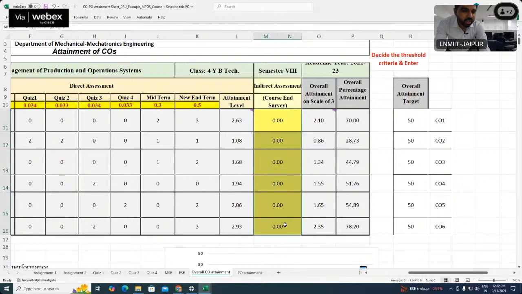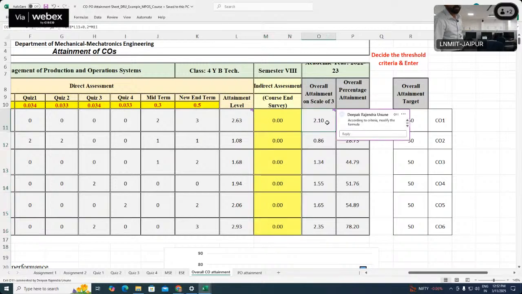Similarly, if you have done indirect assessment by course exit survey form or any other method, you will put these values for all COs manually in this particular column. And then for overall attainment on a scale of 3, depending upon the criteria set by your program committee or department, let us say 80% of direct assessment attainment plus 0.2 or 20% of indirect assessment. So you will get this particular value here.